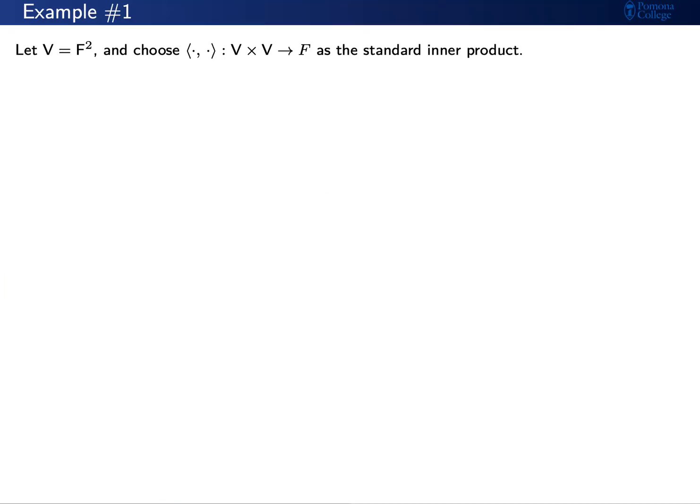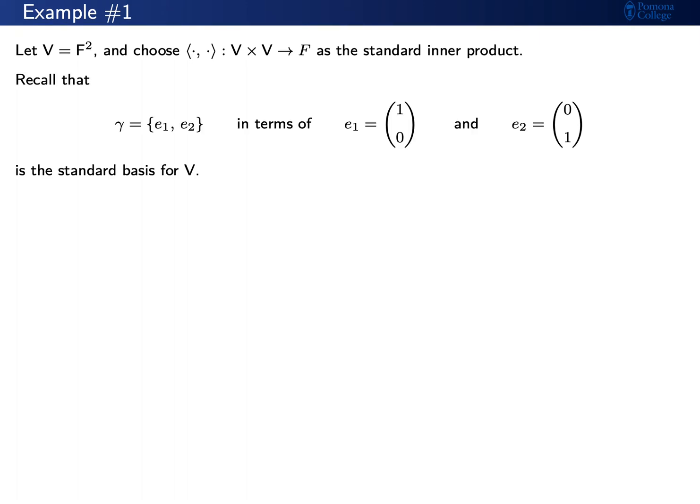Let's give some examples of these so-called orthonormal bases. Let's say first that V is equal to F^2. And let's consider our angle bracket to be the standard inner product. Recall that we have the standard basis, gamma, that just consists of the vectors e_1 and e_2, where e_1 is the vector (1, 0), and e_2 is the vector (0, 1).